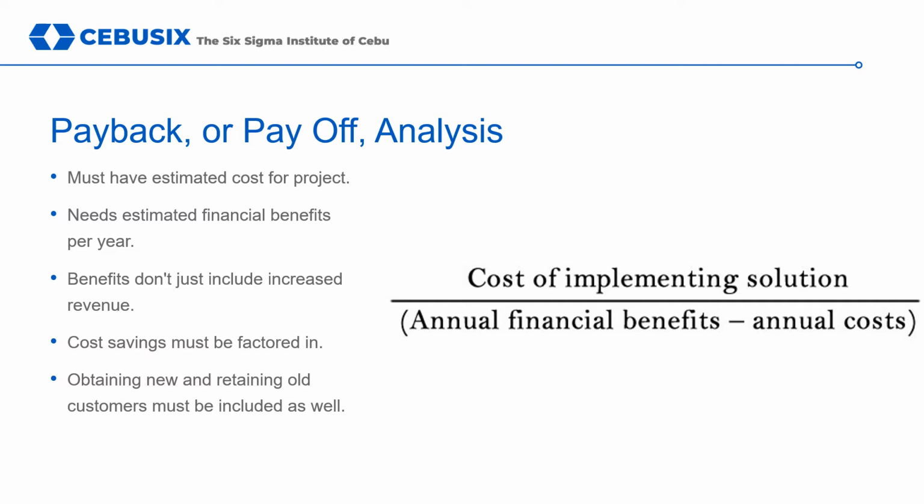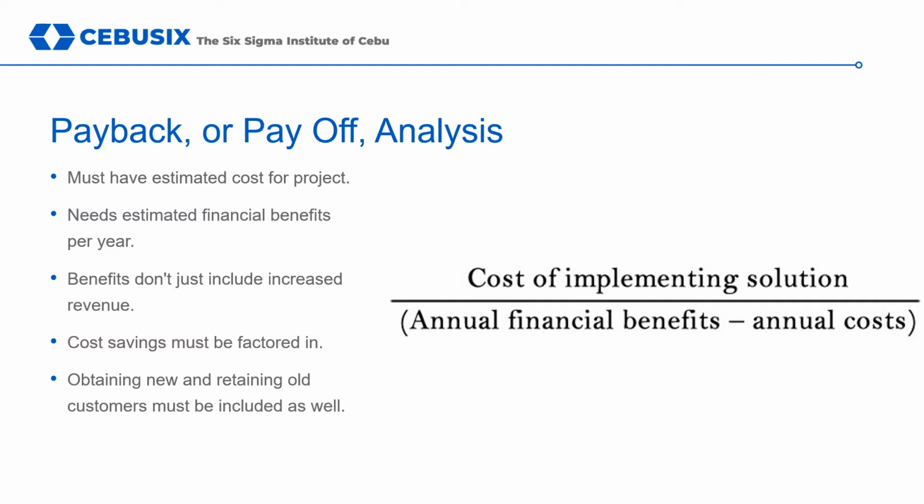To conduct a payback analysis, Six Sigma teams must have an estimated cost for their project, as well as the estimated financial benefit per year. Remember, financial benefits don't just include increases in revenue. Cost savings, new customers, or mitigation of customer loss can all be considered as contributing to benefits each year. The team also needs to understand the estimated operating costs of an improvement for each year.